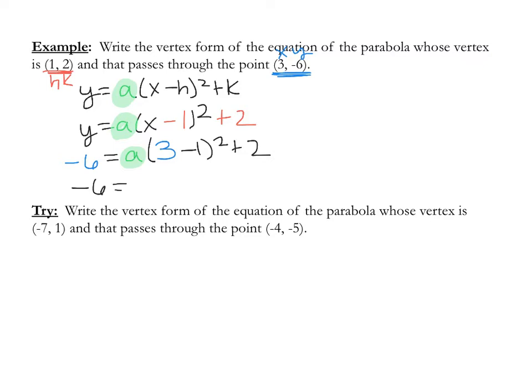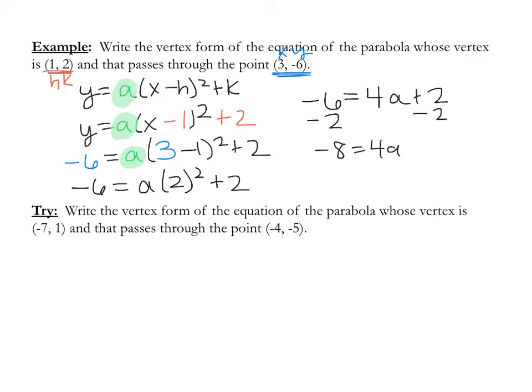This is going to be negative 6 is equal to, I'm going to do parentheses first. We'll take it one step at a time. And then my next step is going to be to square it. When I square that number, it really should end up in front of the a because it's being multiplied. So that's 4a plus 2. Always move that squared number out in front because that's really its coefficient. And then we're going to subtract the 2. We get negative 8 equals 4a and divide by 4. We get a equals negative 2.